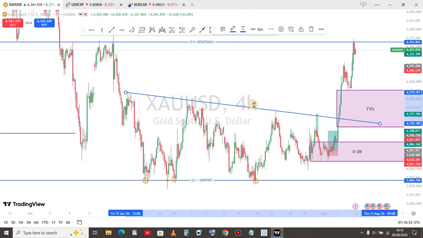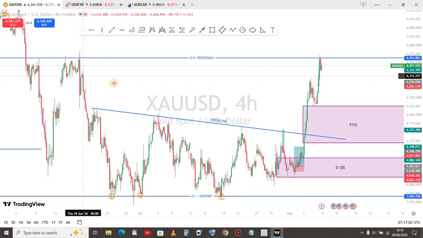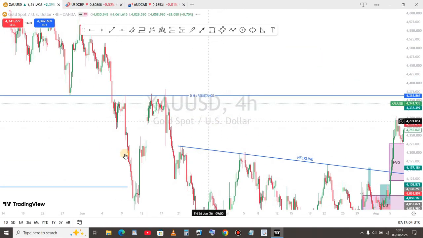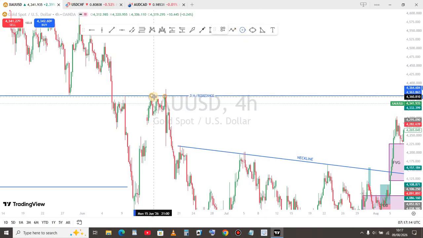When you draw a small trend line, you may see that this was just like a neckline. Let me give it a name, neckline, which has been broken to the upside, and after being broken, this market reached this level, the daily high or resistance, and it got resisted here. That's why I'm calling it a daily high or a daily resistance, because this market is being resisted here. As you can see, those are multiple resistance level touches.